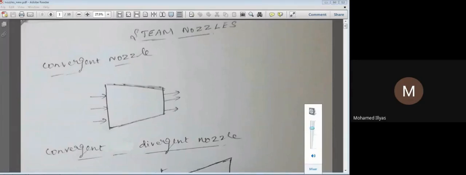So with this, our previous problem, the Rankine cycle problem, we have completed our module 1. This is our second module now. The second module is completely dealing with the steam nozzles.